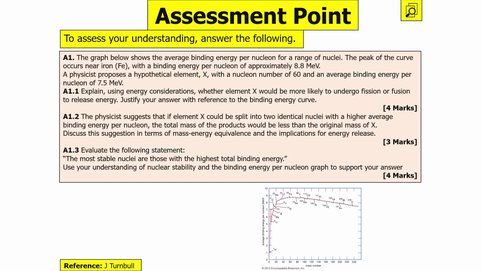The physicist suggests that if element X could be split into two identical nuclei with a higher average binding energy per nucleon, the total mass of the products will be less than the original mass of X. Discuss this suggestion in terms of mass-energy equivalence and the implications for energy release. Evaluate the following statement: the most stable nuclei are those with the highest total binding energy. So use your understanding of nuclear stability and the binding energy per nucleon graph to support your answer. So, pause the video now, and then unpause the video when you want to go through your answer.